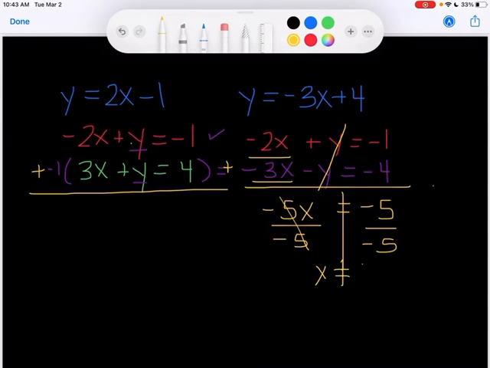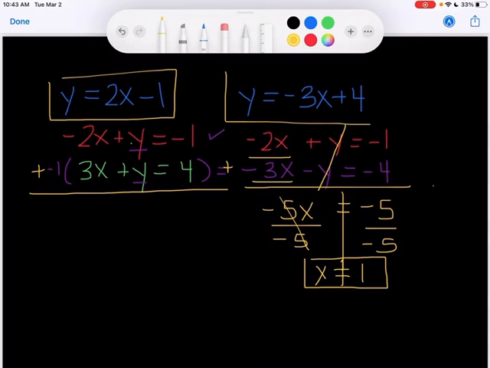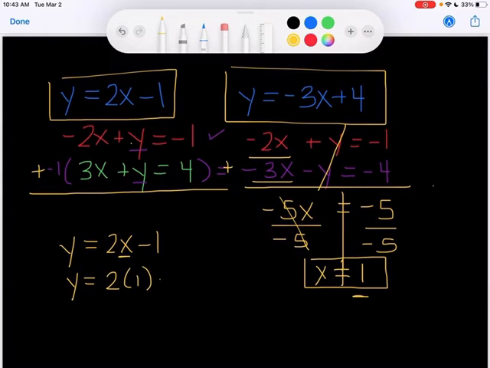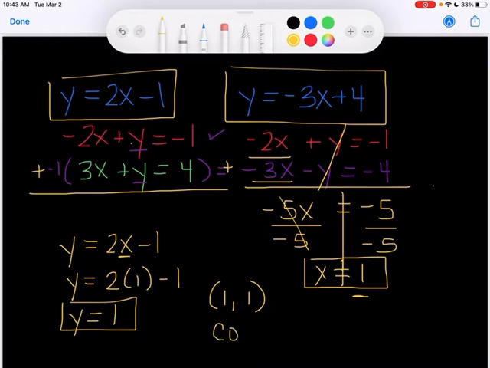Remember, we're trying to figure out where they cross, so we need an ordered pair. So we still need y. Go back to either of the original equations. I'm going to use y equals 2x minus 1, but you could use the other as well. I'm going to replace the x with 1 because that's what we just found. So we get y equals 2 times 1 minus 1, so we end up with y equals 1. Therefore, our ordered pair, our answer, is 1, 1. These will cross at 1, 1, which means this is a consistent system.